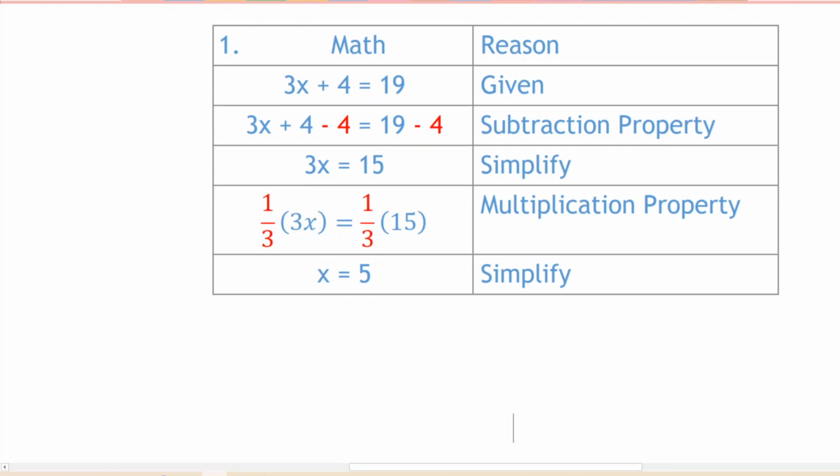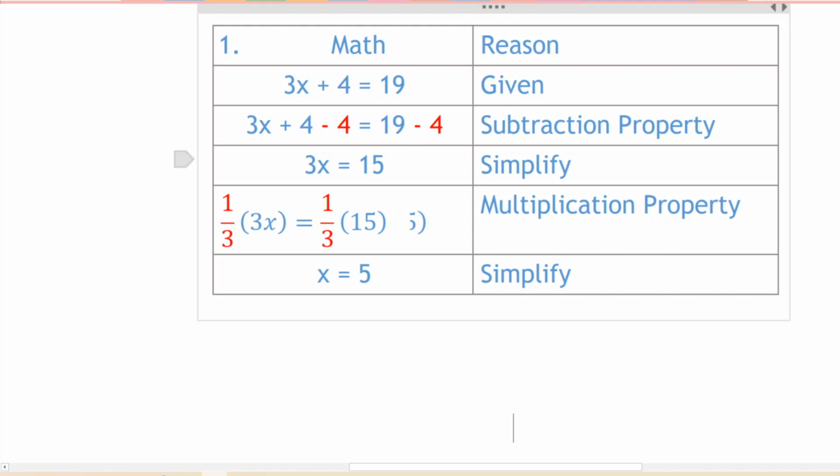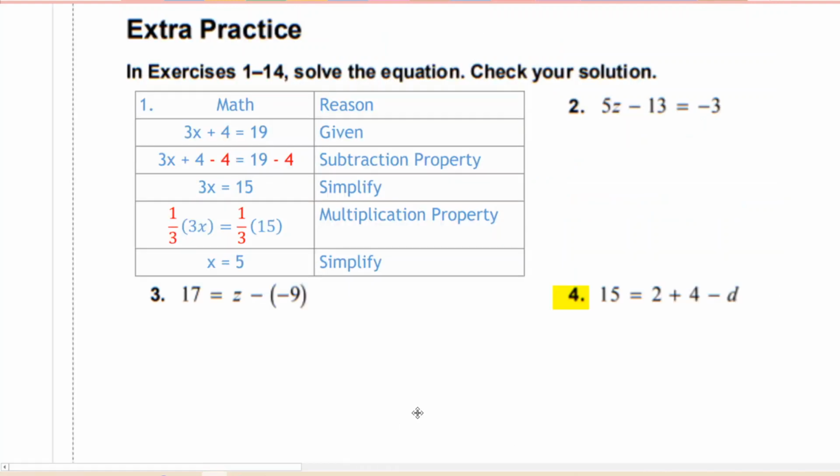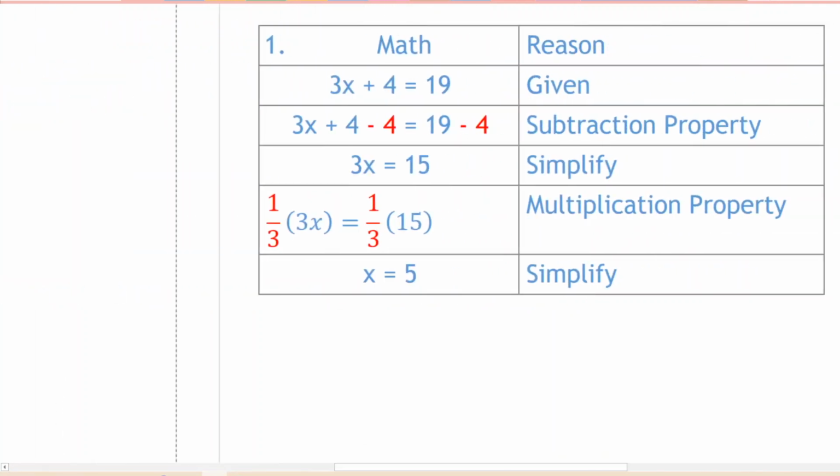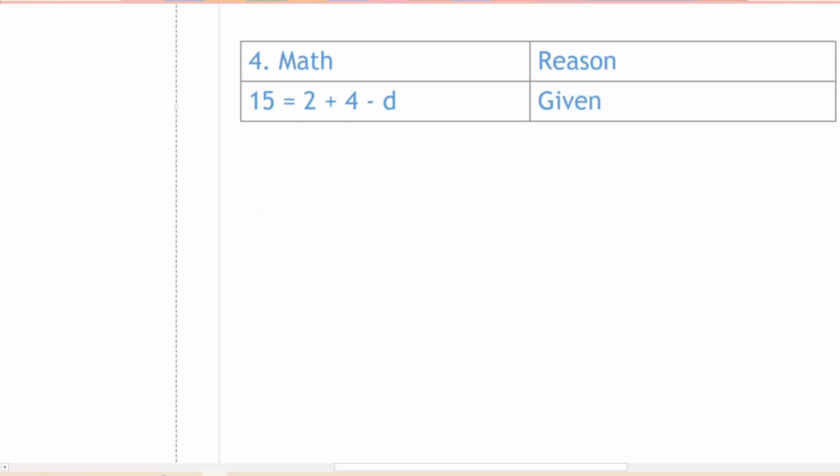I'll remind you again, this right side here are the reasons. You don't really need to write this, you just need to make sure you do the math. I'm giving you the reasons here so you know why we're doing what we're doing. So there's our number one. The solution here is x equals 5. Let's move on to question 4 here, and let's get to it. Question 4 I have right here. We've got mathematics and reasons again.